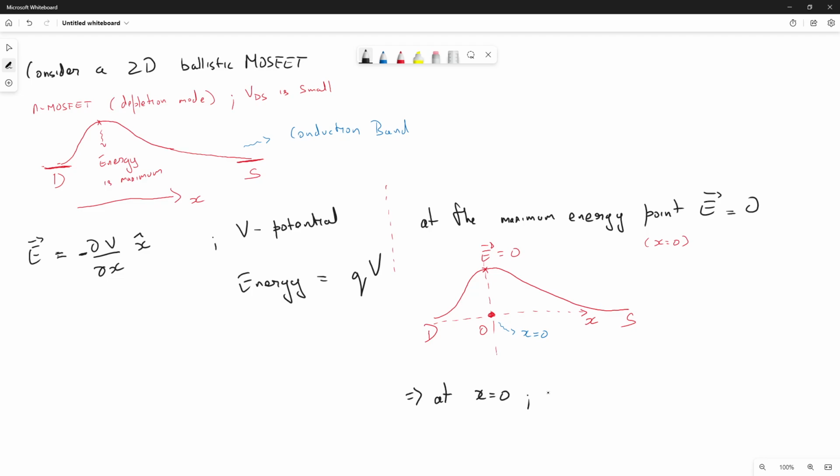What was I saying? Yes, at x equal to 0, this is important. The force on the electrons is 0.